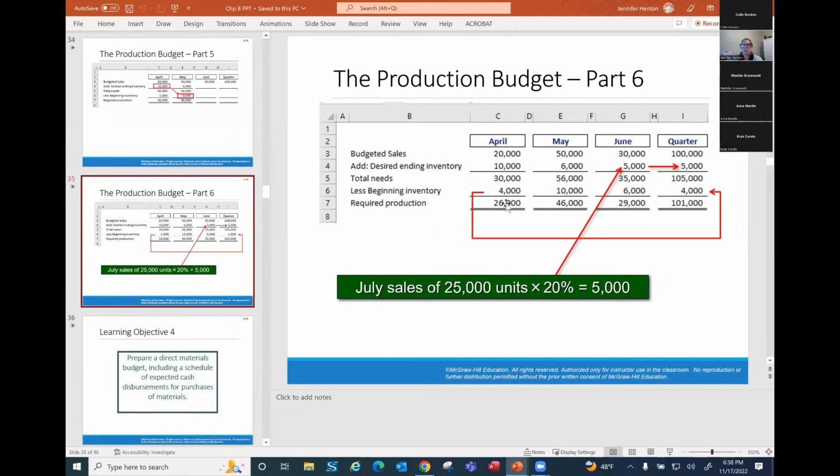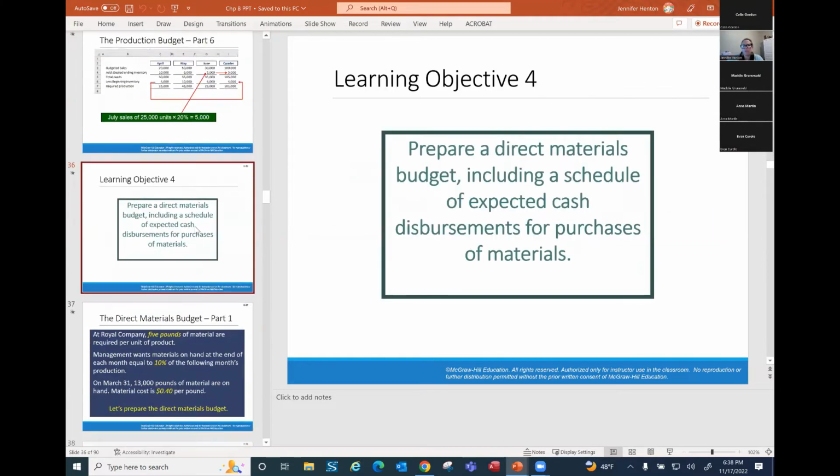All right, so we're going to look at the completed one. It says that for July sales, they're expecting 25,000 units. So we'll take 20% of that, which is my 5,000. Now I have my ending inventory plus what I'm expected to sell, so I need 35,000 units. But I have 6,000 that came in from May. And so now I have a total of 29,000 for June. Then we can add them together, and now I see how much I need to produce for the quarter, and it's 101,000 units. So that's the production budget.